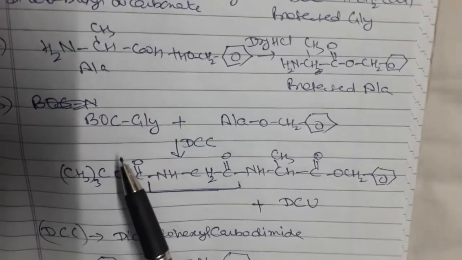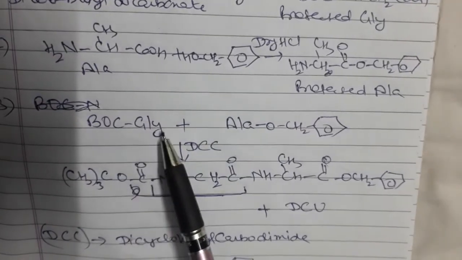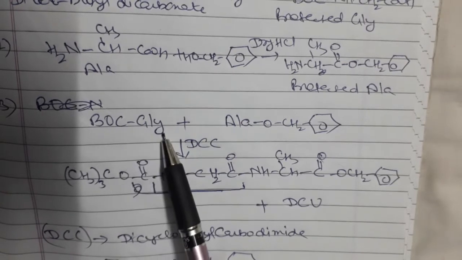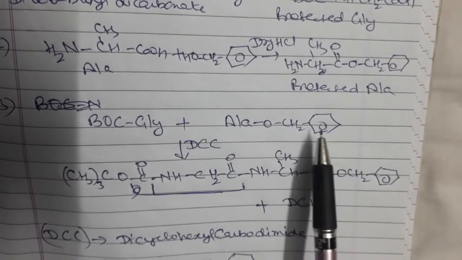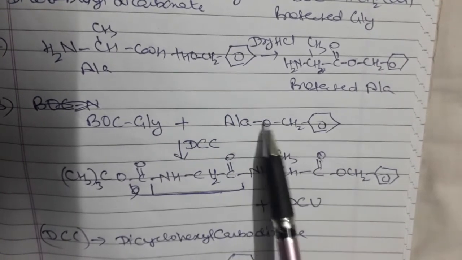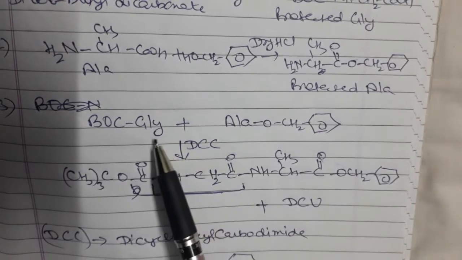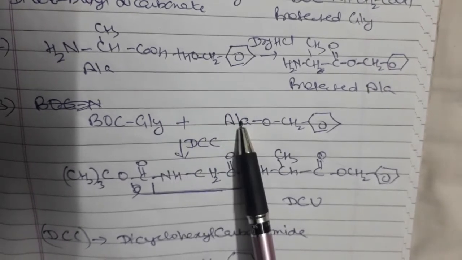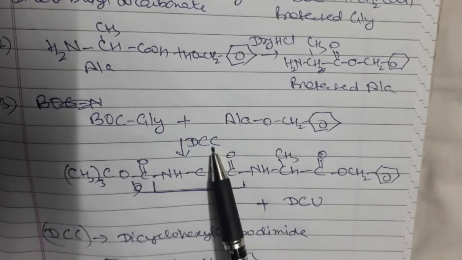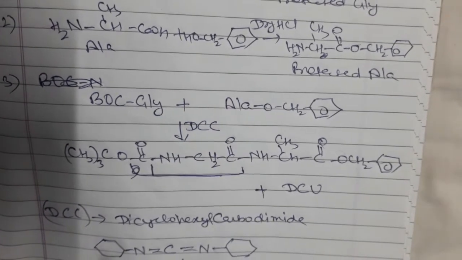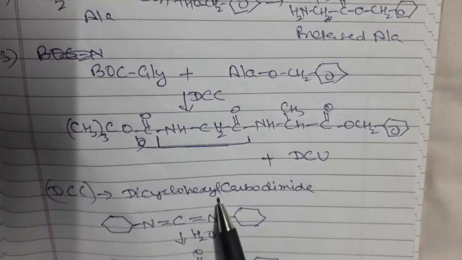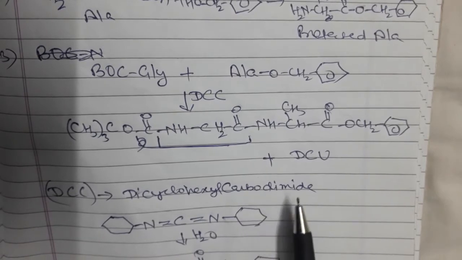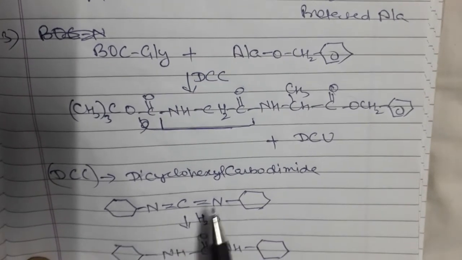Now the third step is the main step. We have taken the protected amino group of the glycine and the protected carboxylic acid group of the alanine. So the main reaction is the peptide bond synthesis in the presence of DCC. So DCC is dicyclohexyl carbodiimide. This is the structure of DCC.